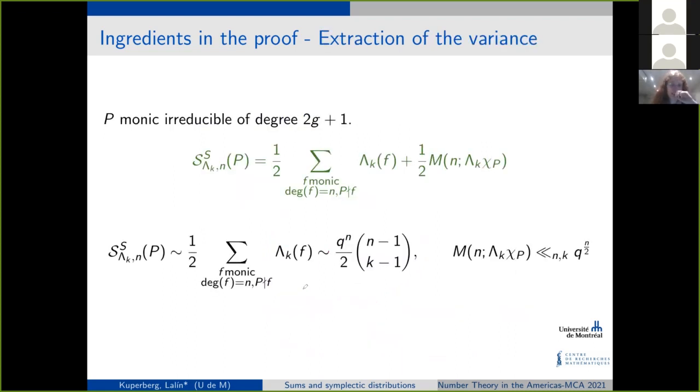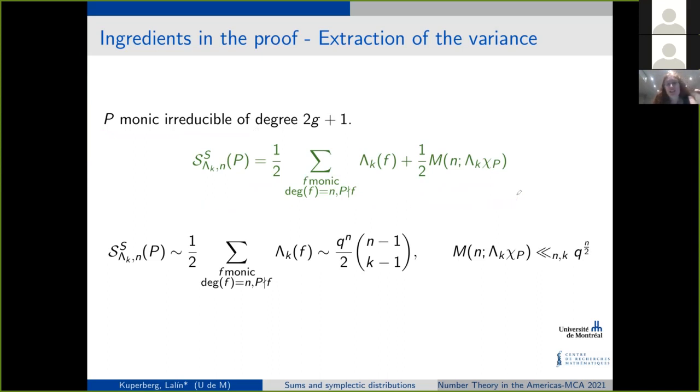The problem is that if I keep a square free, then it's a little bit hard to manage what happens with the error term. So we are going to restrict to P monic irreducible. And so look, what I said is still true, okay?